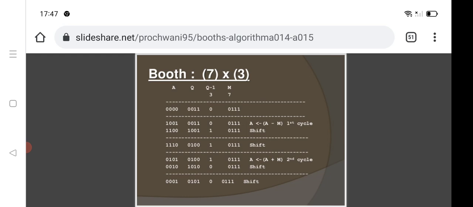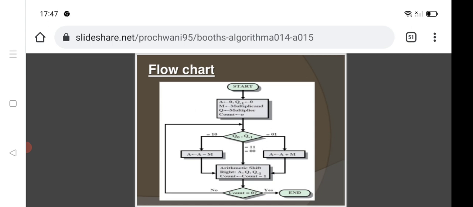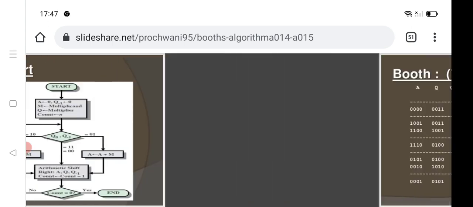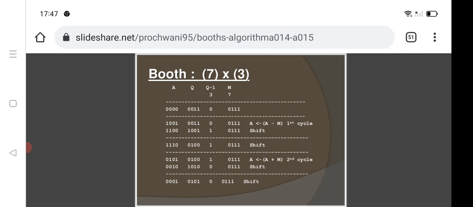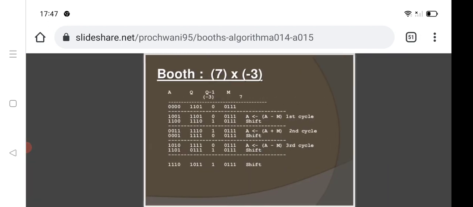Now my count value should be decremented by 1. From 2 it will come to 1. Is it equal to 0? No. When it is not equal to 0, it will go back again. It will check my Q0 and Q minus 1. The value is again 0, 0. When it is 0, 0, I need to perform the arithmetic shift right operation directly, without performing any other operation. So 0, 0 means arithmetic shift right operation, and I am going to do the arithmetic shift right operation.